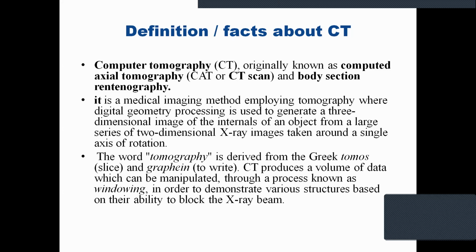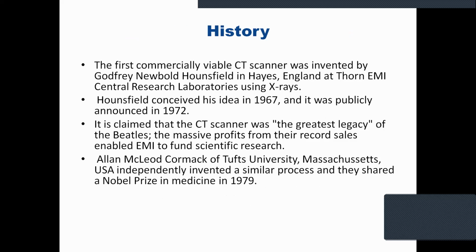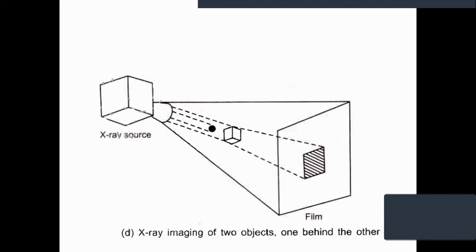This is a medical imaging method employing tomography, where digital geometry processing is used to generate 3D images of the internal structure of the concerned object from a large series of 2D X-ray images, sometimes called tomography. This was invented in 1967 and came to market in 1972, from where the inventors are identified. This is the basic principle for CT scan.